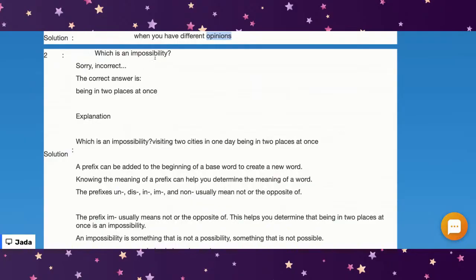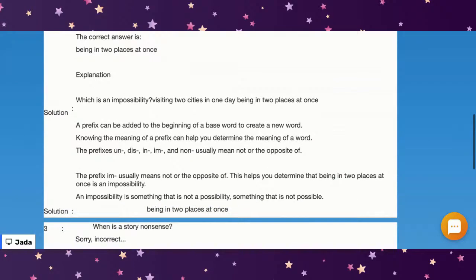Which is an impossibility? The prefix im usually means not or the opposite. This helps you determine that being in two places at once is an impossibility. An impossibility is something that is not a possibility, something that is not possible. So when it's not possible, it is an impossibility.